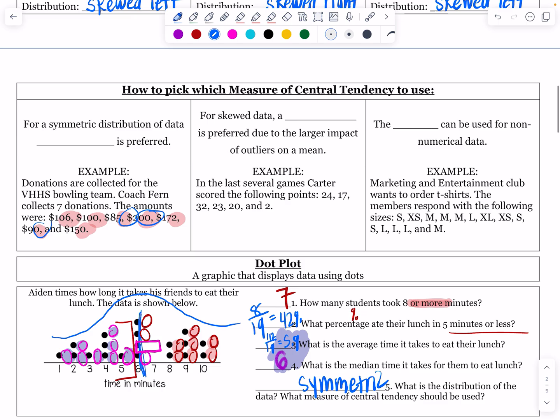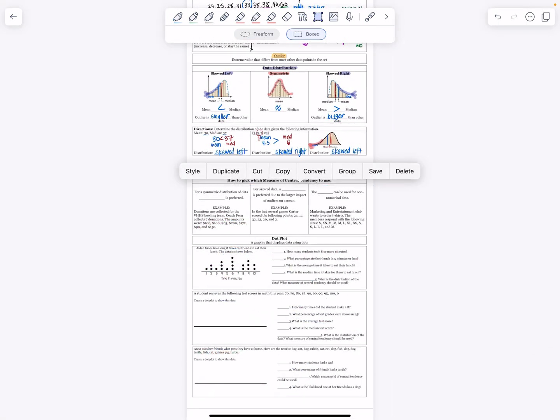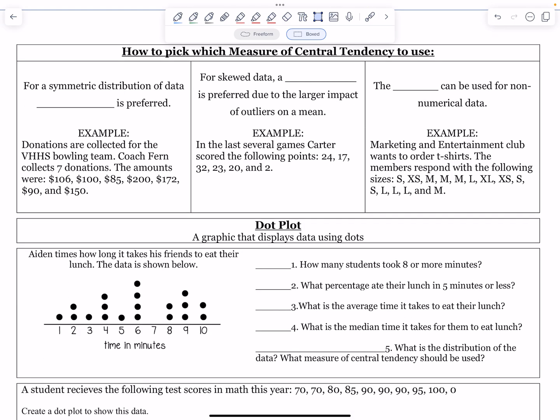All right, so how do you pick them? So hold on, this is not supposed to be on here. There we go. That's from my last class. I'm sorry, y'all.